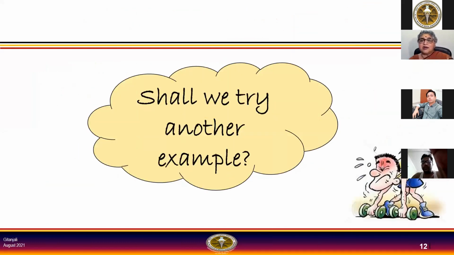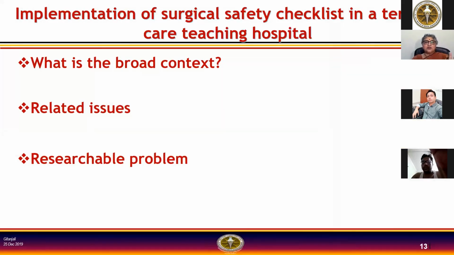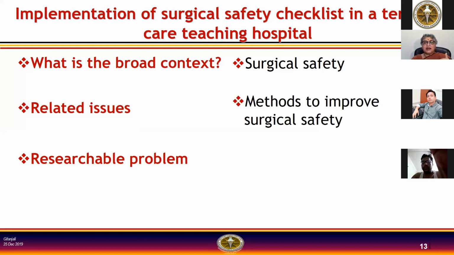So let's try another example. Now that this is there, let me try another example. So this is the next topic I'm giving. Implementation of surgical safety checklist in a tertiary care teaching hospital. So this could very well be one of the thesis topics. So here, what is the broad context? Broad context again will be surgical safety. Related issues, what are the methods to improve surgical safety? Researchable problem will be what are the issues in implementation.